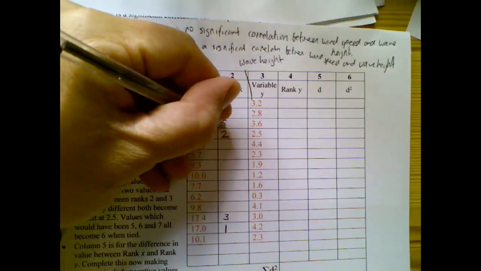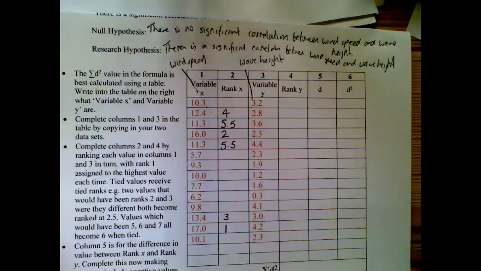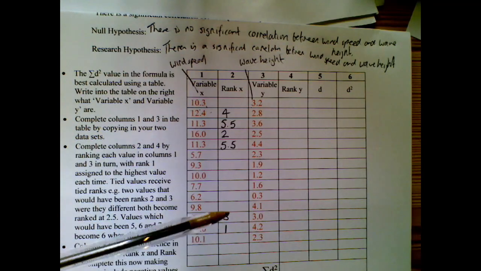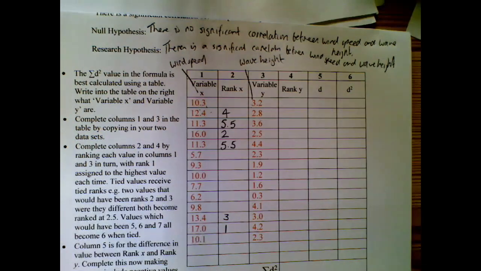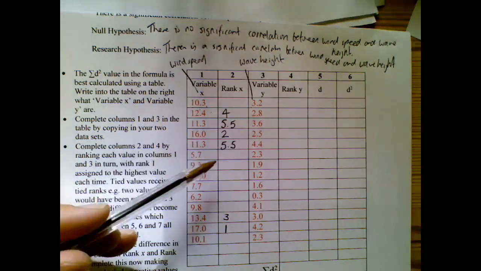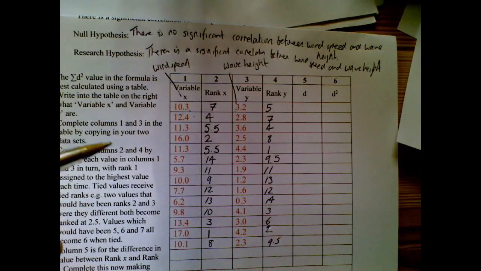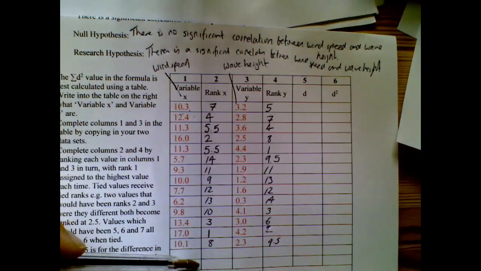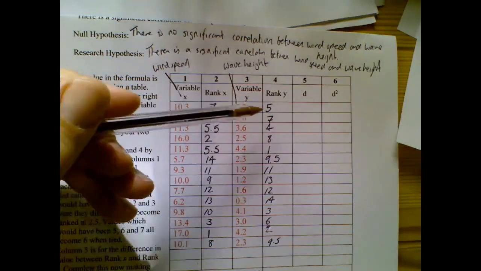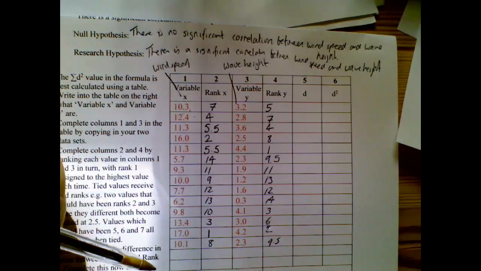So I make them both 5.5, and I continue working my way through the table, filling them out in rank order. Once I've done that for X, I will then do that for Y. Once you've worked out the rank of all of the X variables and then separately done rank Y, you then need to work out the difference between the X rank and the Y rank.